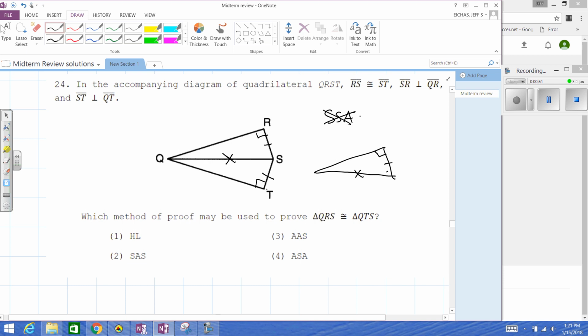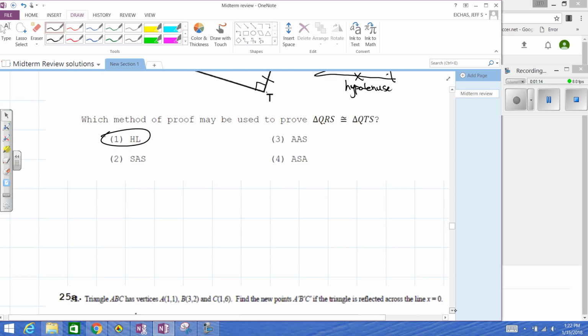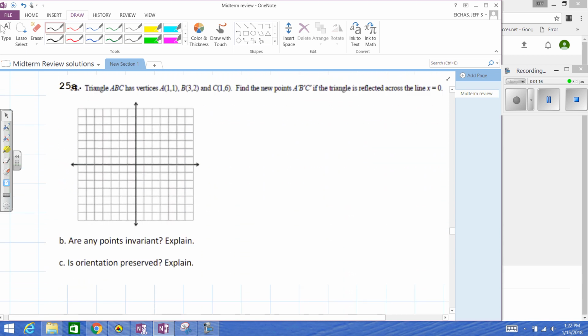Here's a unique situation, though. Because it's a right triangle, with a right angle there, this is the hypotenuse, and this is one of the legs. Since it's a right triangle, we have hypotenuse-leg as an option. So that's what this one is. That's 24.